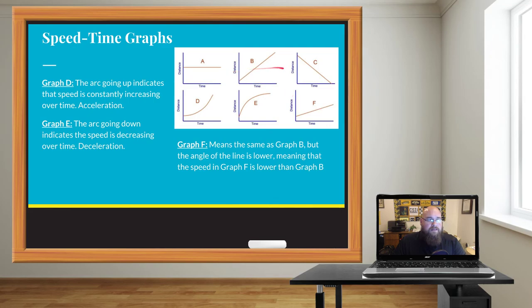Okay, these 6 examples and then looking at the slope or angle of these lines is going to be very important for determining what is happening if you are ever given a distance time graph. Okay, these are very key.